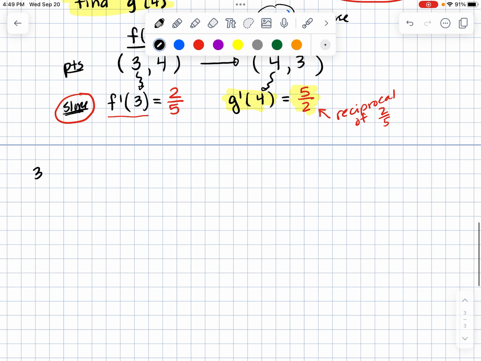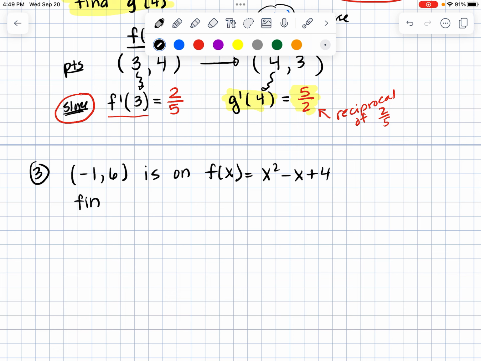Okay, let's see this one. All right, what if I had (-1, 6) is on f of x equals x squared minus x plus 4. Okay, and then the question is find f inverse prime of 6. Okay, so this time they're giving us a little bit less information, which means I'm probably going to have to do some calculus.